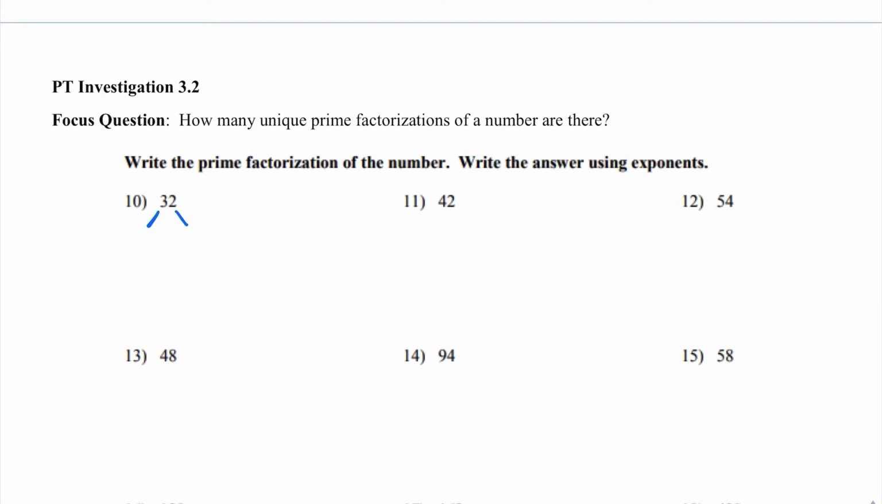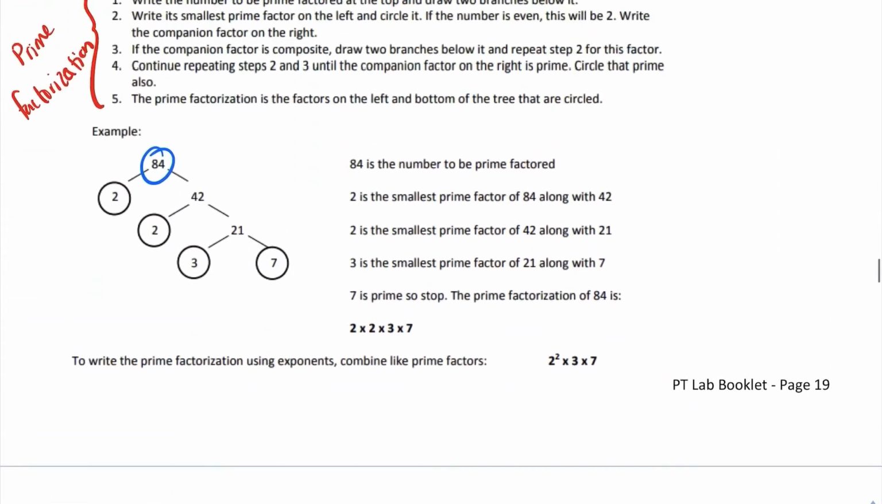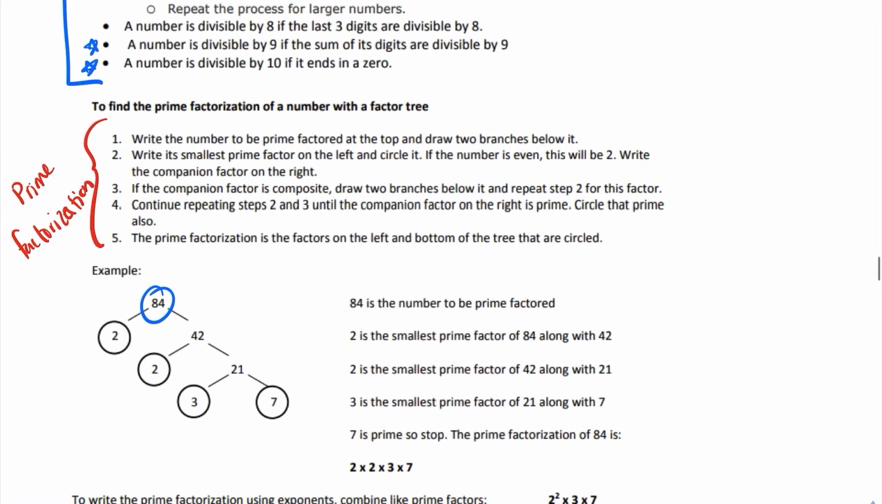So let's take a look. Is 32 even? Yes, it is. So 2 is the smallest prime number that goes into it, and we're going to put a circle around it. Now I need to ask myself, 2 times what gives me 32? If you're thinking 32 divided by 2, that gives me 16. And there we go.